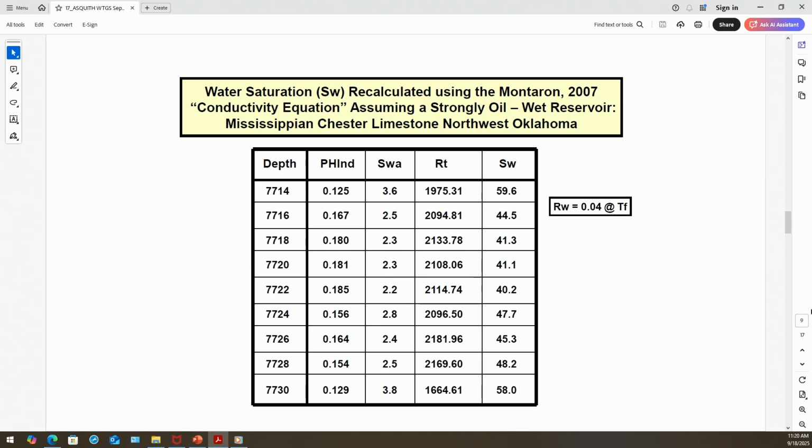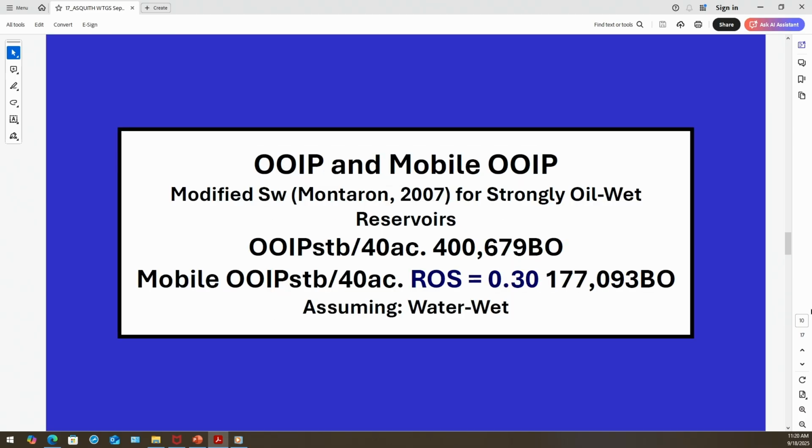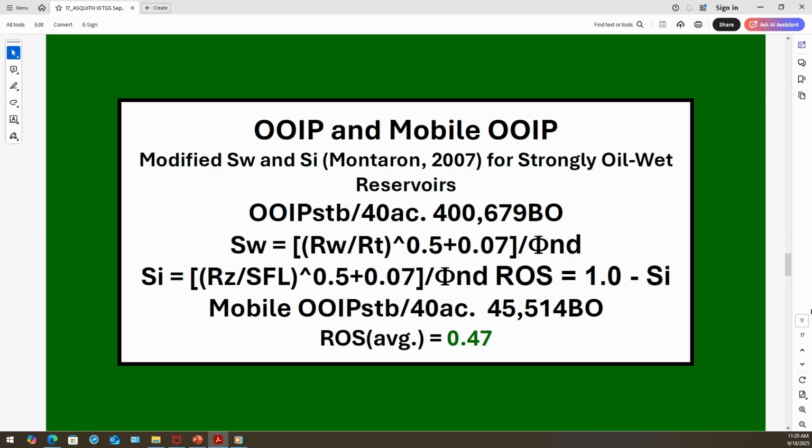We still have the problem of the accuracy of the resistivity, of course. So let's use that Monneron equation, and we're going to get an OOIP of over 400,000 barrels of oil, and that's kind of reasonable for this reservoir. So let's do a mobile oil. Let's just assume it's water wet, and that would give us 177,000 barrels of mobile oil, which is a reasonable value if it was water wet, which it is not. So let's go in now and do it the right way.